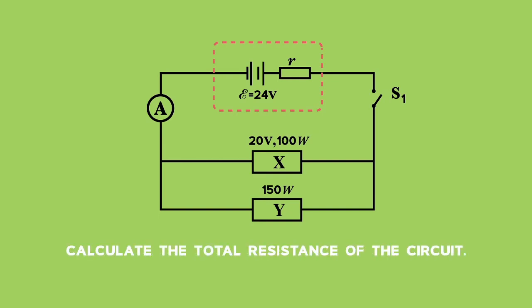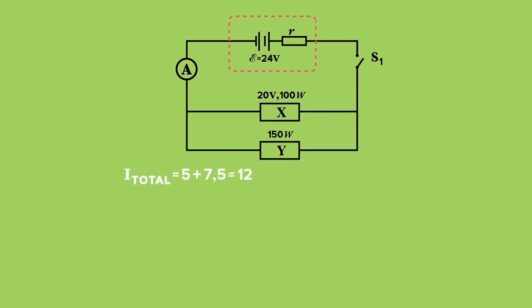The following question asks us to calculate the total resistance of the external circuit. First, we need to add up the currents from the parallel branches to get the total current. The current external is equal to 5 plus 7,5, which equals 12,5 amps. Now we can calculate the resistance, remembering that voltages in parallel are equal. Thus, resistance is equal to potential difference divided by current, which is equal to 20 divided by 12,5. This equals 1,6 ohms.